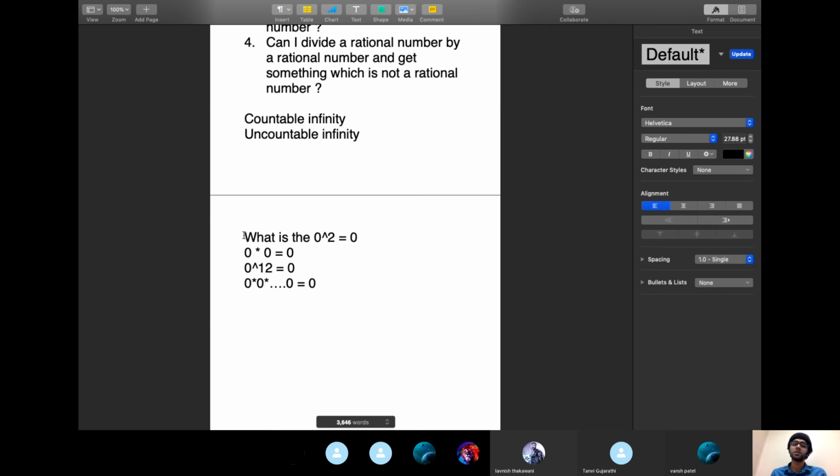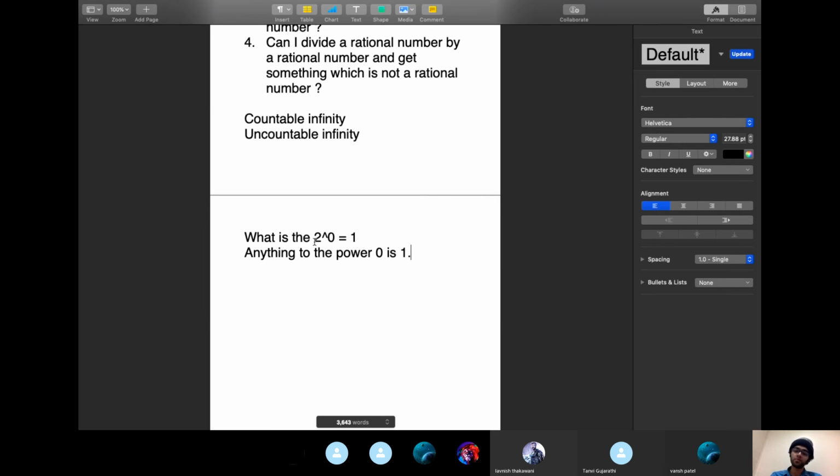Okay. What is 2 to the power 0? That's an interesting question. What is 2 to the power 0? This is 1. Anything to the power 0 is 1. Okay, this is very important to understand. Why is anything to the power 0 equal to 1?